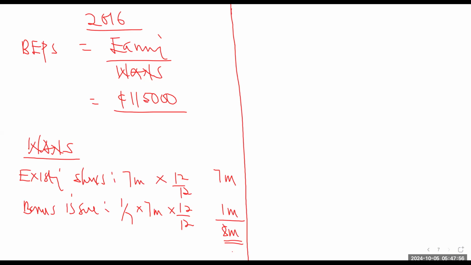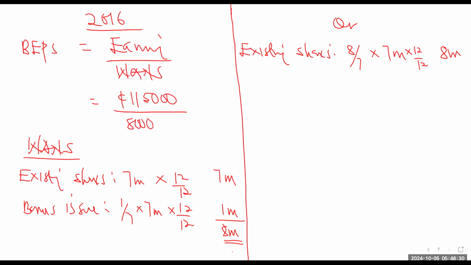Or someone can do this weighted average number of shares like this. You just do your existing shares. The bonus issue is made on the existing shares, so what we do over here is that we have 8 over 7. Would the bonus fraction be 8 over 7? Yes. Multiplied by 7 million, that will give us 8 million. So you do 12 over 12 here. This will give us 8 million shares. Okay, what are we having as the answer?